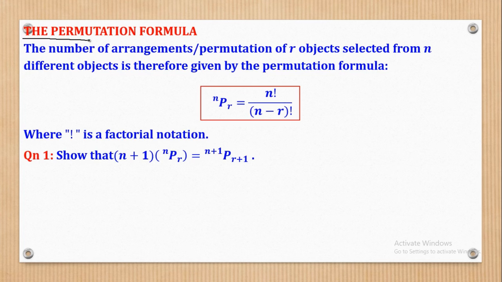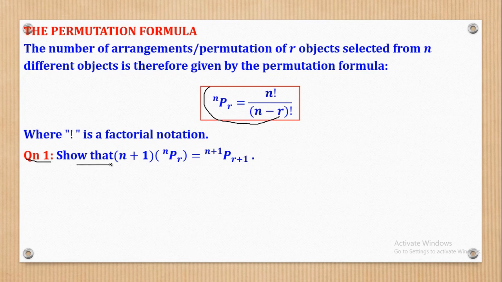Now we shall go to what we call the permutation formula. The number of arrangements of r objects selected from n different objects is given by the formula nPr, pronounced as n permutation r, which is n factorial over n minus r factorial. By now I believe you know what the factorial symbol means. So this is what we call the permutation formula. Previously we have been rearranging words, but this time we pick and arrange a few objects from a given set of objects. So let's start with this question for you to master how this formula works.